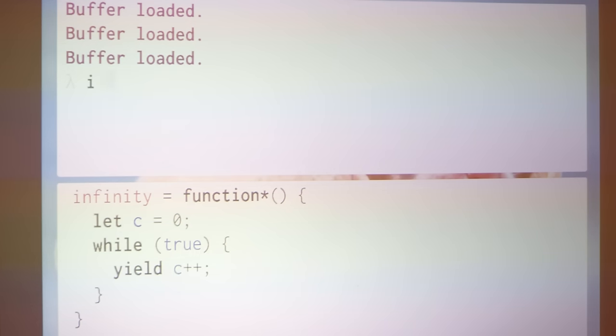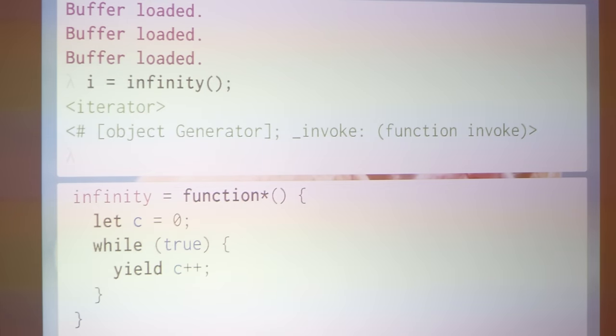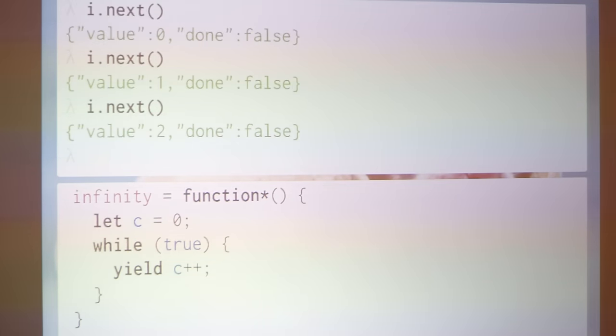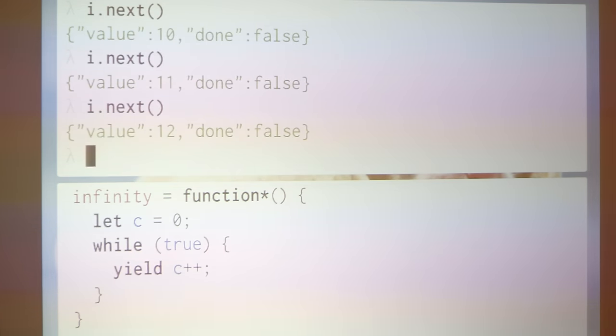So now I can do i is infinity, and this time I have to actually call it. So I'm calling the generator function, I get an iterator out. And on this one I can do i.next. First value is 0, then 1, then 2, then 3, and so on until infinity. We don't actually ever hit done true here, of course. So these are generator functions. I hope you find the syntax slightly nicer than that whole disgusting thing I did earlier.